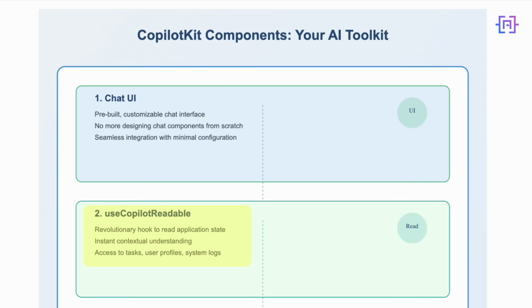Second, we have Use Copilot Readable. This hook is amazing. It allows your AI to read any data from your application state, whether you have tasks, user profiles, or complex logs. The AI gains instant contextual understanding.